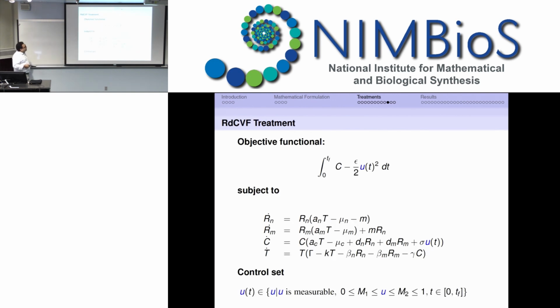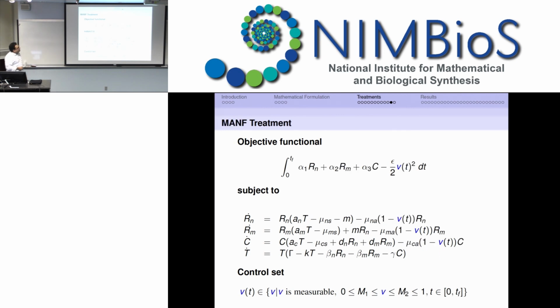So in the case of our RDCVF treatment, we incorporate this treatment only in the cones, so we want it to affect only the cone population. And the objective functional is defined in such a way that we're trying to maximize the cone population, while at the same time we're trying to minimize the treatment, and that explains the minus sign over here.